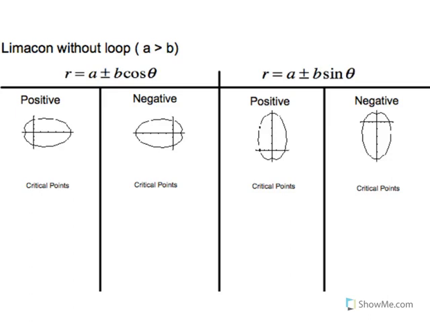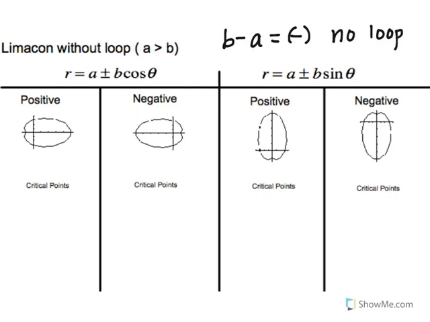This video is going to take you through graphing a Limacon without a loop. A little easier to draw, not as fancy of a shape. And the key with these is that when you do B minus A, you're going to come out with a negative number. So negative means no loop.